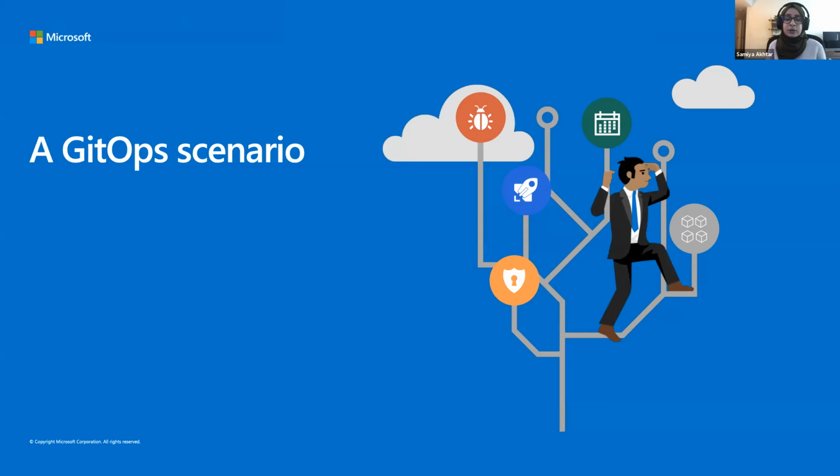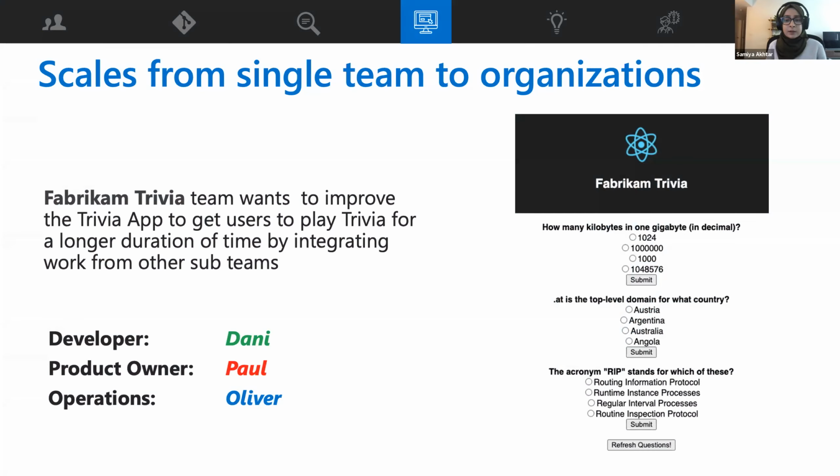So let's consider a scenario where GitOps can be applied to understand this further. Fabricam Trivia is a small team building a trivia website. So as you can see here, they have a simple UI and they're trying to increase their usage by expanding this to include several different APIs into their website. And those could be built by different teams. So let's dive in and see what their scenario looks like and if GitOps can help them.